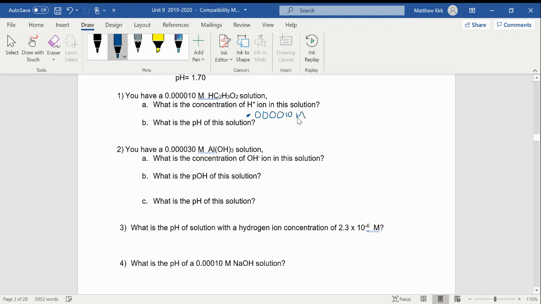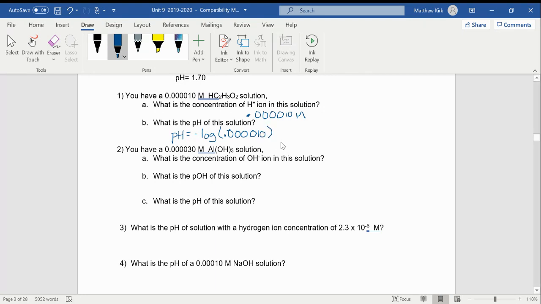So our concentration would just be 0.000010 molar. There's no 2 there. If there was, we'd have to double our concentration. If it was H3, we would have to triple our concentration of H+. So now we're asked, what is the pH? Okay, so remember our formula for pH is pH is equal to negative log of our H+ concentration. So in this case, it would just be negative log of 0.000010 molar.